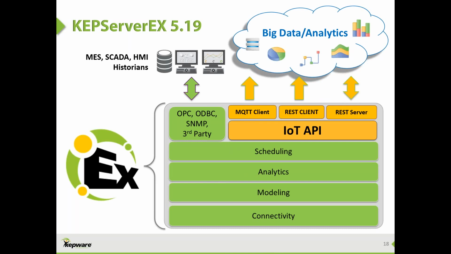And lastly, what you see in yellow is what we've just released in version 5.19. We have developed 3 agents, an MQTT client to publish data to an MQTT broker, a REST client to publish data into a REST server, and a REST server for bidirectional communications. As I mentioned earlier, these 3 agents, while not supported today by most of your traditional MES and SCADA applications, are widely supported by big data, enterprise, and analytics applications, not to mention your simple web browser that everyone's using today.